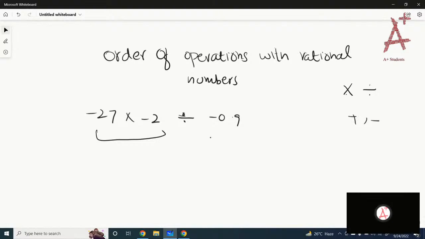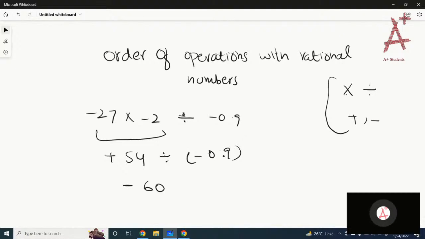You are multiplying two negative numbers, so the answer must be positive, and 27 times 2 is 54. You have to divide it by a negative number. When you are dividing a positive number by a negative number, the answer must have a negative sign. So 54 divided by 0.9 would be negative 60. Got it? So this is basically the order of operations. Multiply and divide first, then you can add and subtract. Okay, let's do another example.